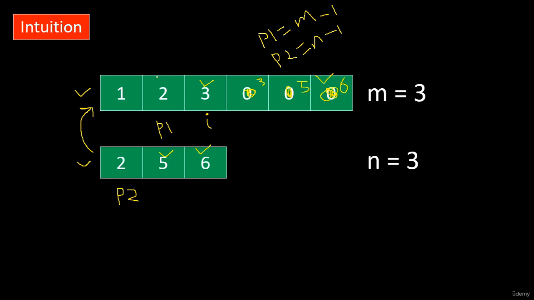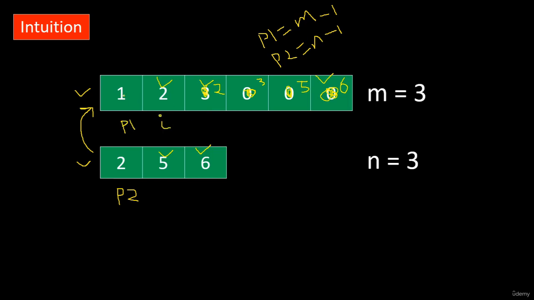So let's take this value and update this value 3 right over here. Here we're going to update with 2. Now let's move P1 to the left. P1 points right over here.